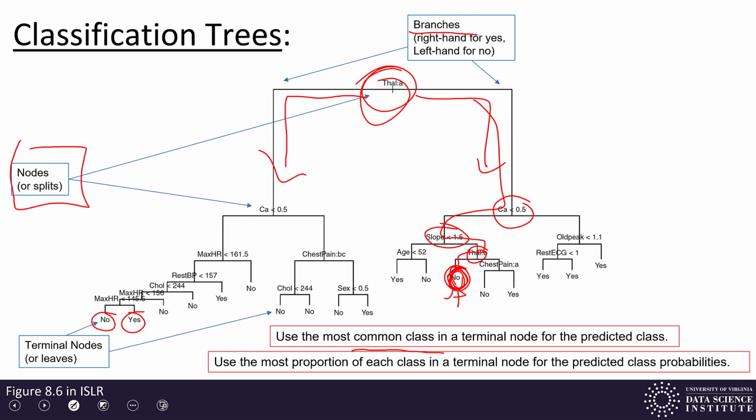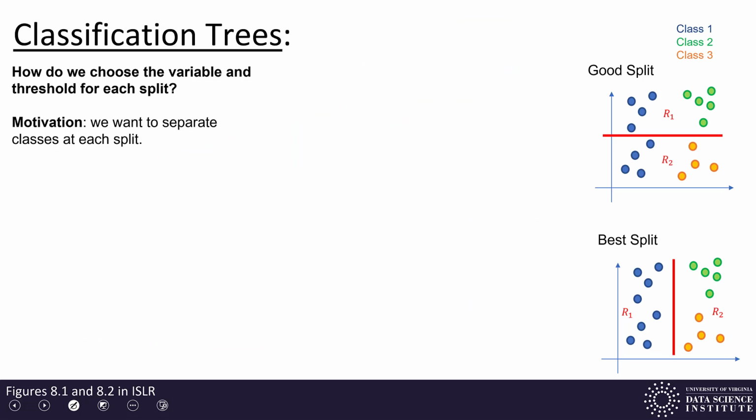If we want to predict probabilities, we would use not just the most common class, but what percentage of the class down here was no. We would use that as the prediction for the probability of no, and what fraction ended up with a yes would be the prediction for the probability of yes.